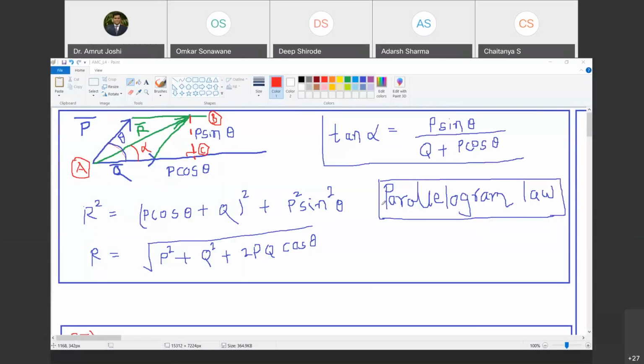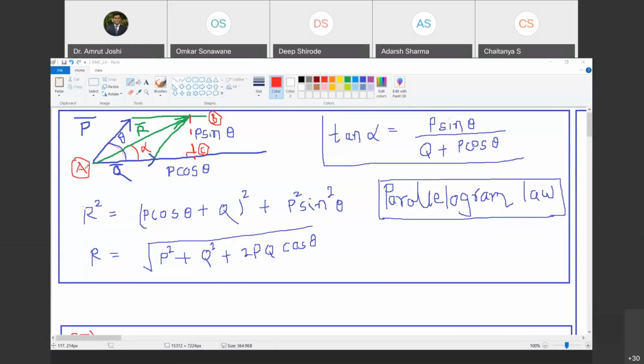Trying to quickly prove the parallelogram law, let us say there are two force vectors P bar and Q bar acting on a body. We know that if we complete this parallelogram, R bar is going to be their resultant, or their addition, P bar plus Q bar. Now let me ask you a simple question: where is the body?